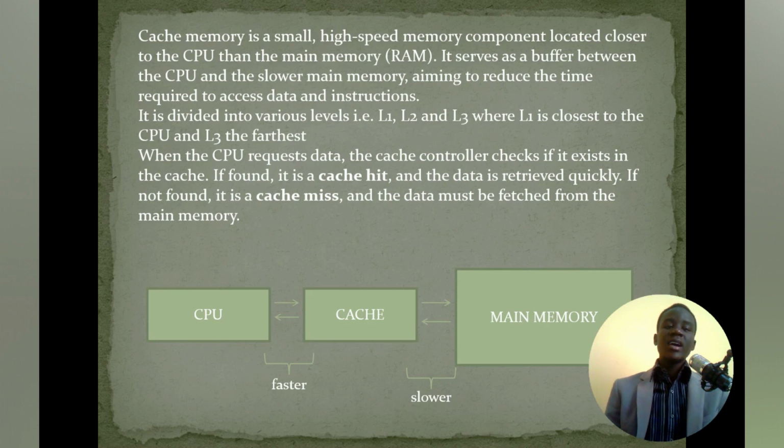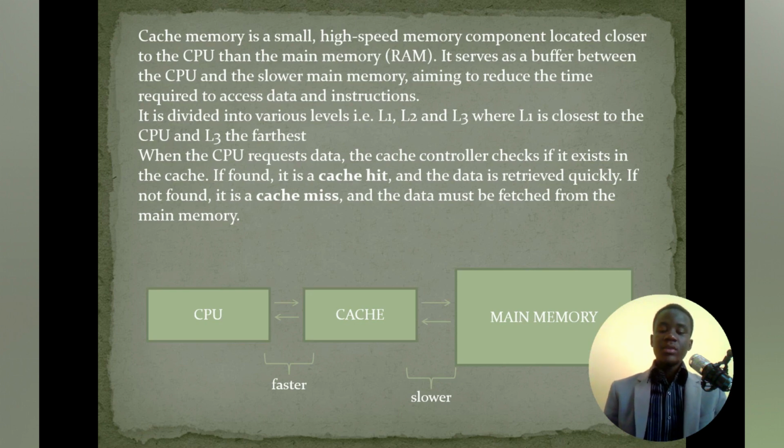Now this cache memory is divided into three levels: level 1, level 2, and level 3, where level 1 is the closest to the CPU and level 3 is the farthest. What do we mean? Level 1 resides within the CPU, meaning it's faster.